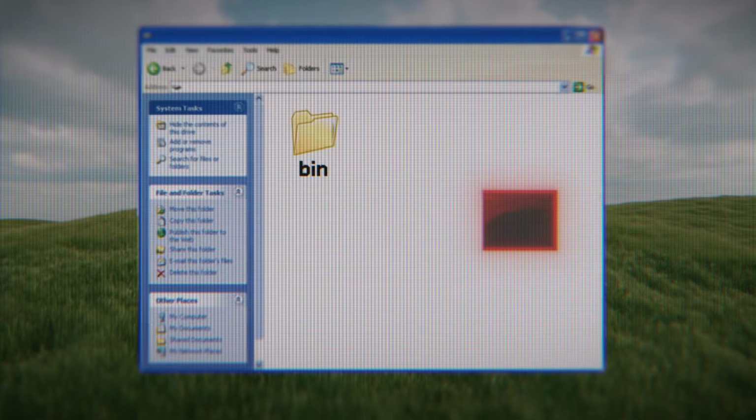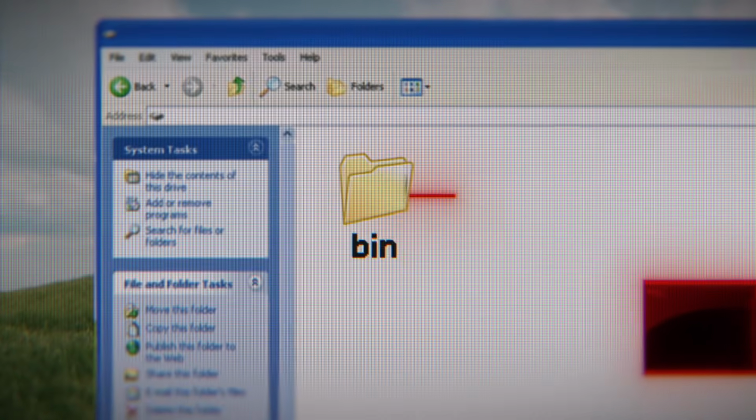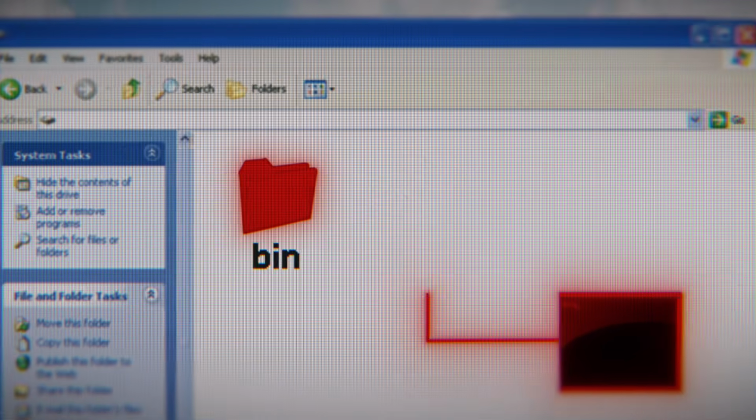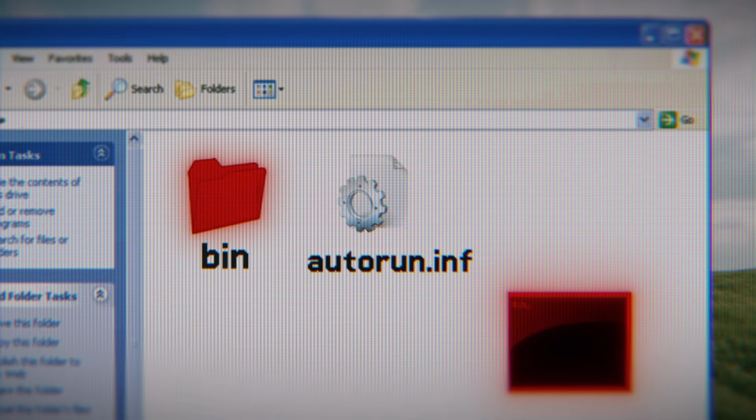The B variant dropped a copy of itself into the recycle bin of any attached USB drive, then wrote an autorun.inf pointing to it.